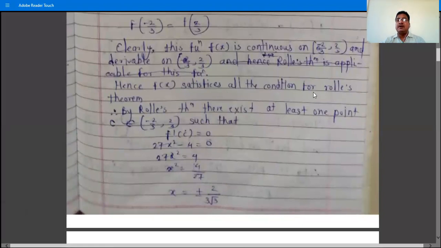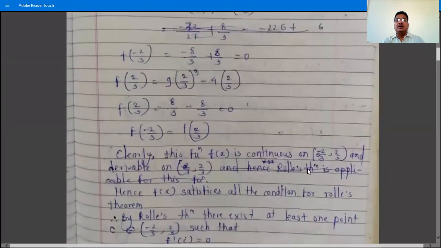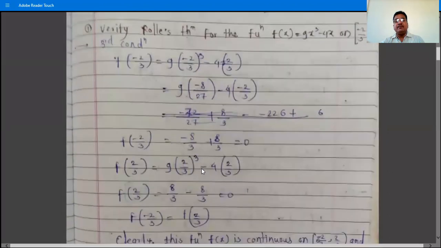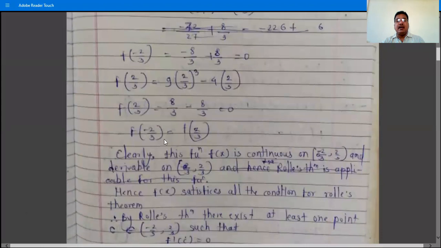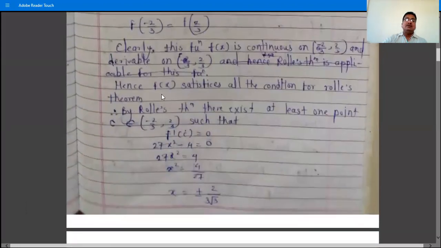So f(x) satisfies all the conditions of Rolle's theorem. That is, the function is continuous on the closed interval, the function is differentiable on the open interval, and the value at the first point and the value at the last point, that is f(a) and f(b), are both the same. Therefore, by Rolle's theorem, there exists at least one point c belonging to the open interval (-2/3, 2/3) such that f'(c) is equal to 0.